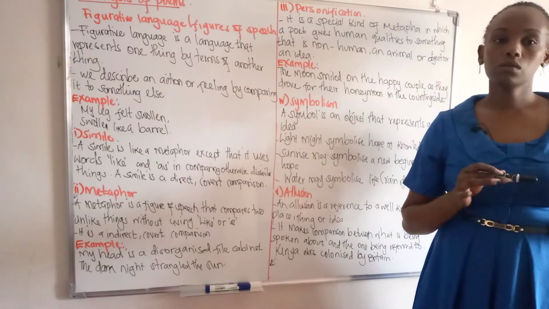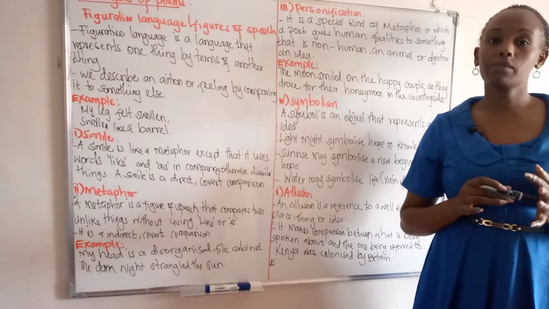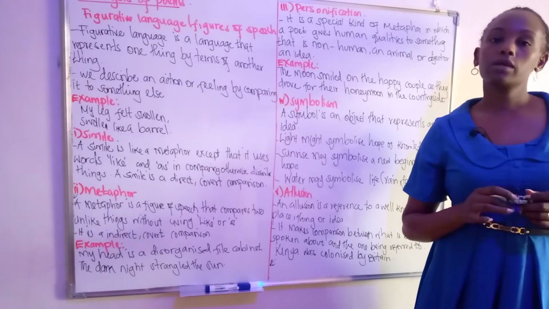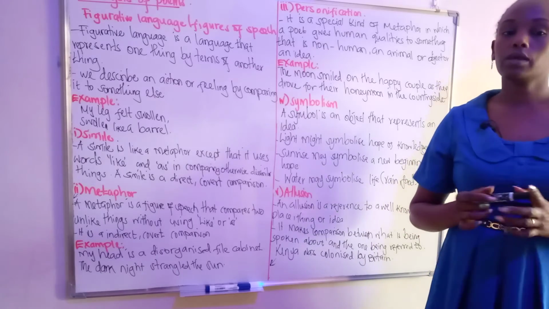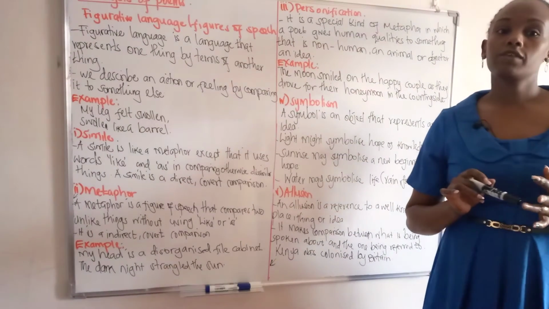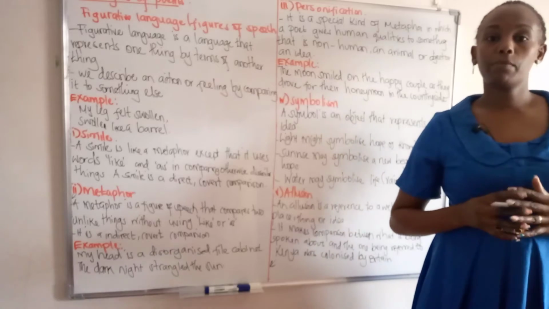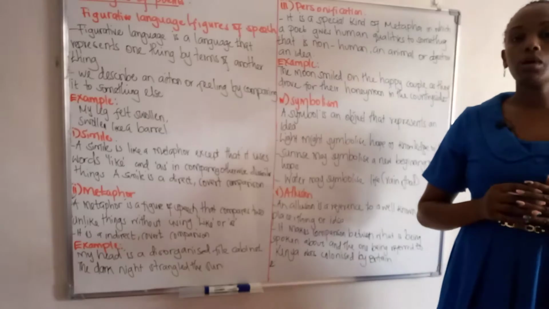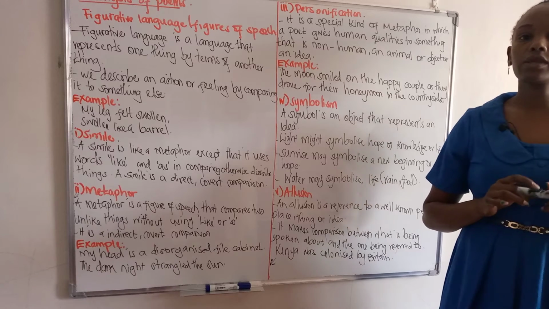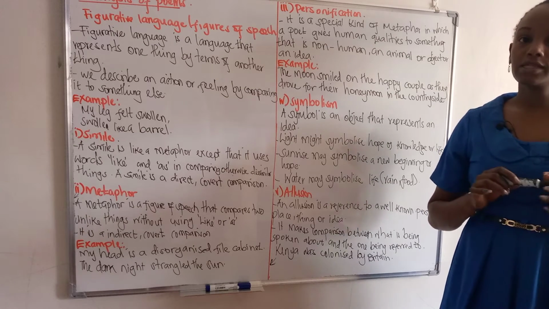Now, we also have exaggeration. To exaggerate is to make something greater or lesser than it is. And when we're talking about exaggeration, we usually have four parts. We have hyperbole, personification, understatement, and apostrophe. Now, hyperbole is something exaggerated or given more weight than it deserves.